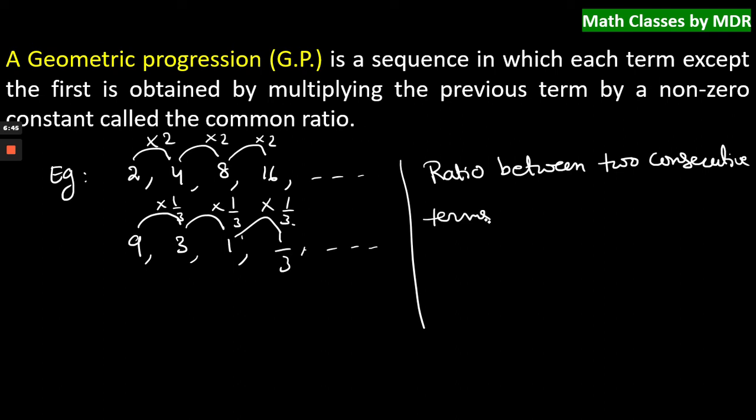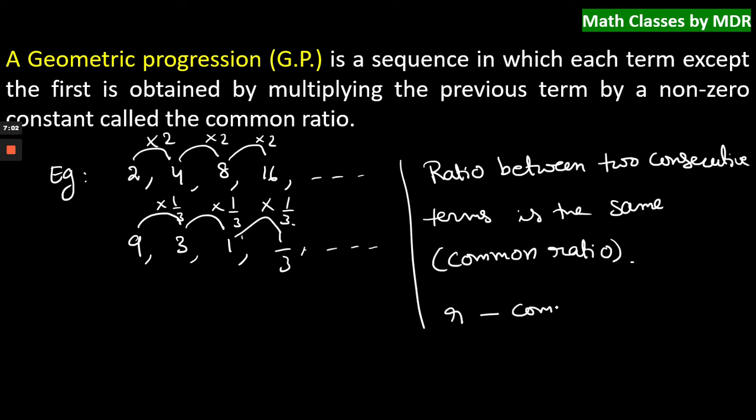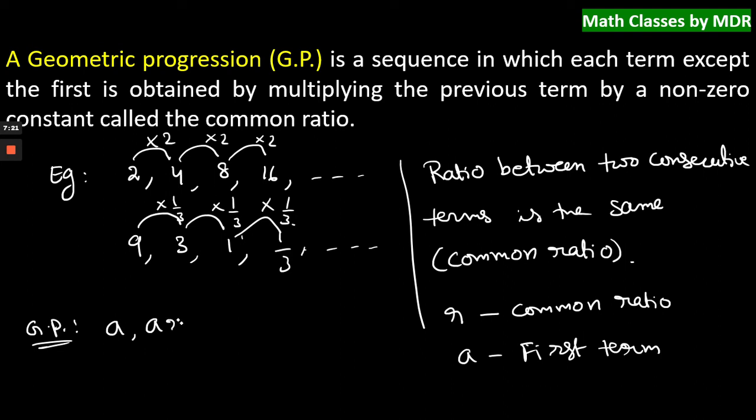That ratio is known as the common ratio. If we denote this common ratio by R, and take A as the first element or first term, we can form the geometric sequence or geometric progression as A, AR, AR square, and so on.